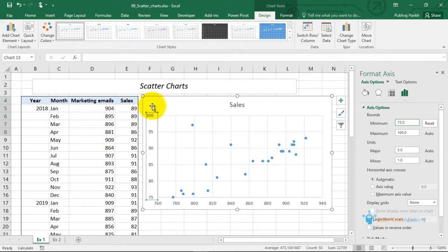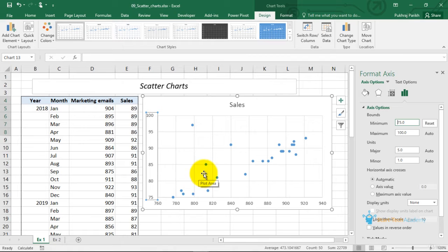Since I want to show that there is some linear relationship, I have changed the lower bound of my y-axis to 75. Now it is like zooming into that portion of the chart where most of my points are lying.